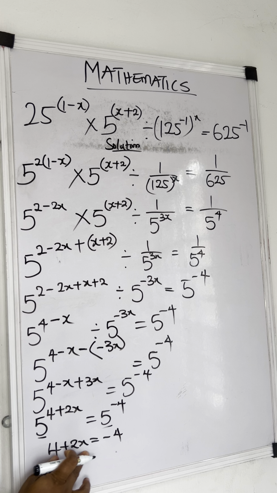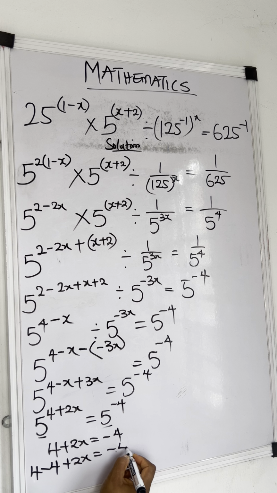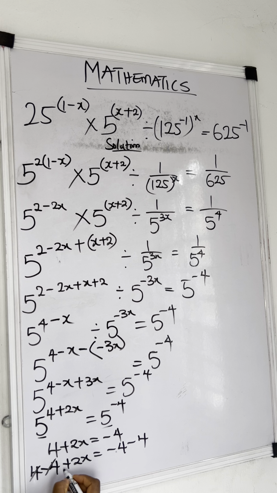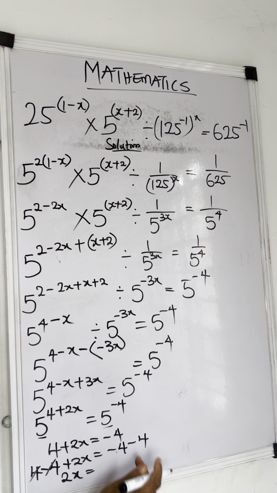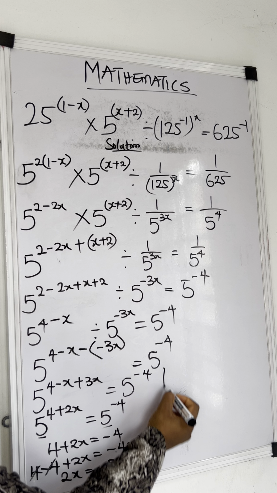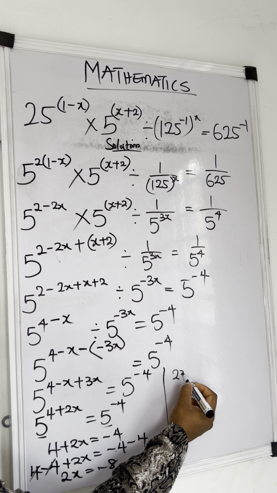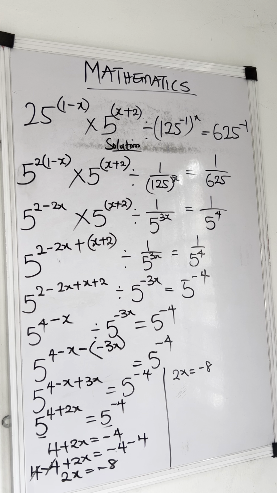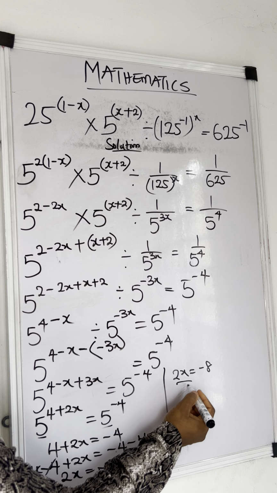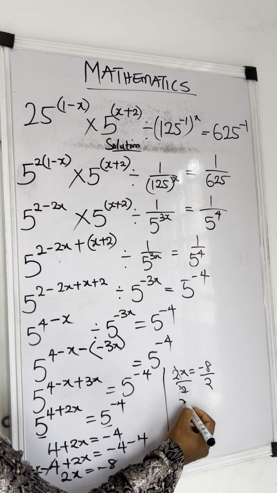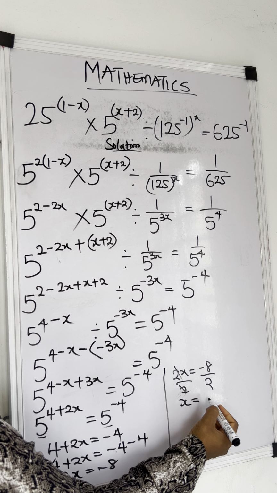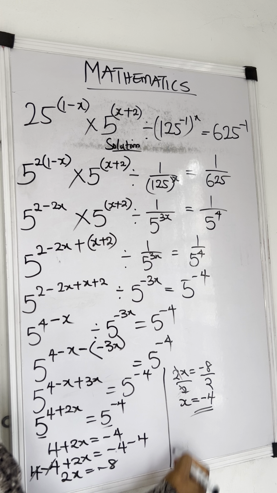At this point, we're trying to make x the subject of the formula. So we're going to eliminate anything attached to x. We're going to subtract 4 from both sides. So it's going to be 4 minus 4 plus 2x equal to minus 4 minus 4. This cancels. We're left with 2x is equal to minus 4 minus 4 is minus 8, right? So 2x is equal to minus 8. We're going to divide both sides by the coefficient of x, which is 2. So divide by 2, divide by 2. This cancels. We're left with x is equal to minus 8 divided by 2, which is minus 4.